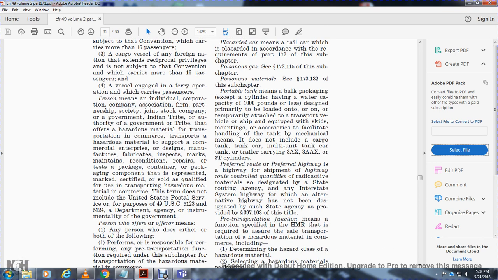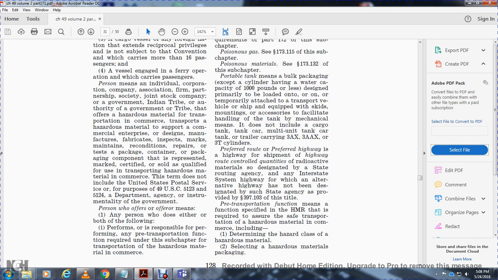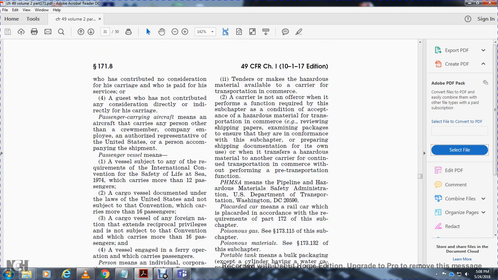Person who offers, or offeror, means any person who does either or both of the following: performs, or is responsible for performing, pre-transportation functions required for the subject for the transportation of material in commerce, or tenders or makes the hazardous material available to the carrier for transportation in commerce. A carrier is not an offeror when performing a function required for the acceptance of the hazardous material for transportation, such as reviewing the shipping paper and examining the package to ensure that they conform. Preparing the shipping documentation is for its only use when transferring the hazardous material to another carrier to continue transportation in commerce, without performing a pre-transportation function.